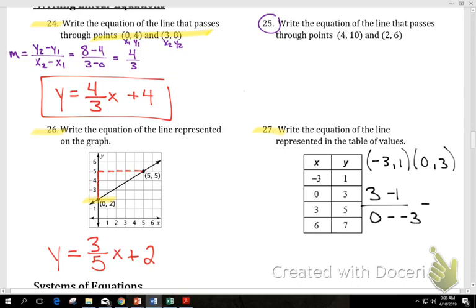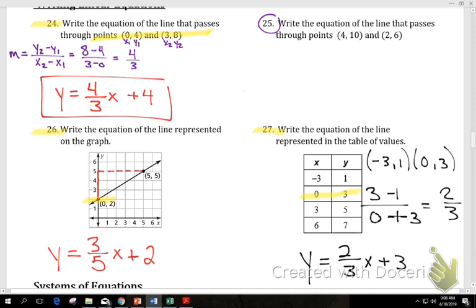All right, 3 minus 1 is 2, 0 minus -3, 3, 2/3. What is my y-intercept? 3. How did you know it was 3? Because it's paired with a 0 for x. Okay? You guys going to get this right? Okay? It's really, really important.